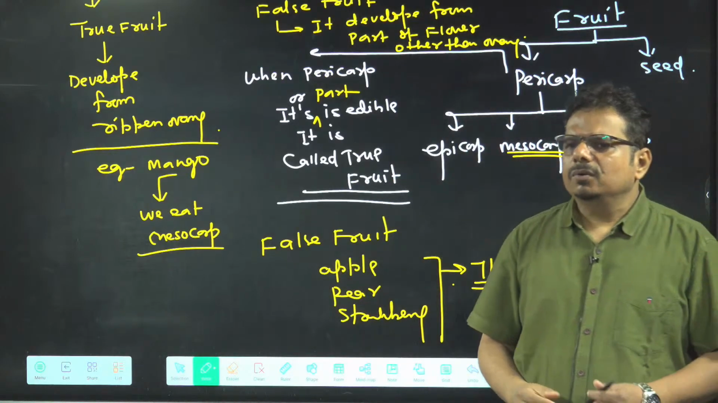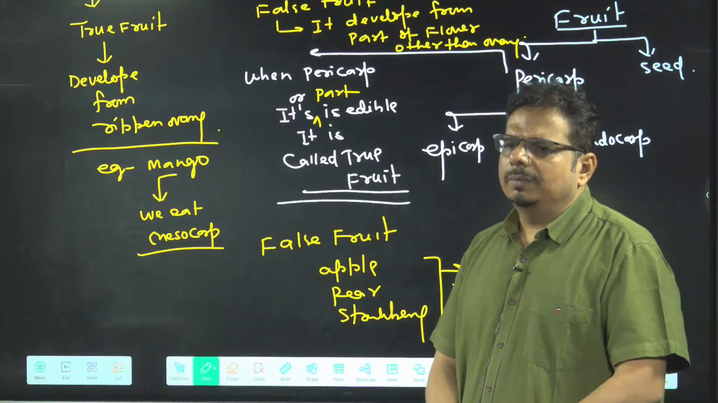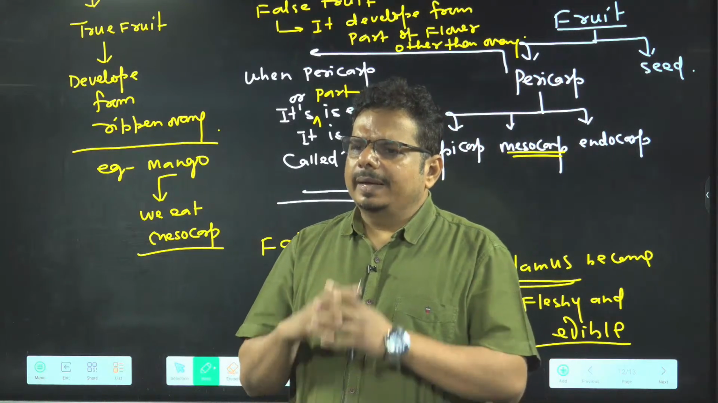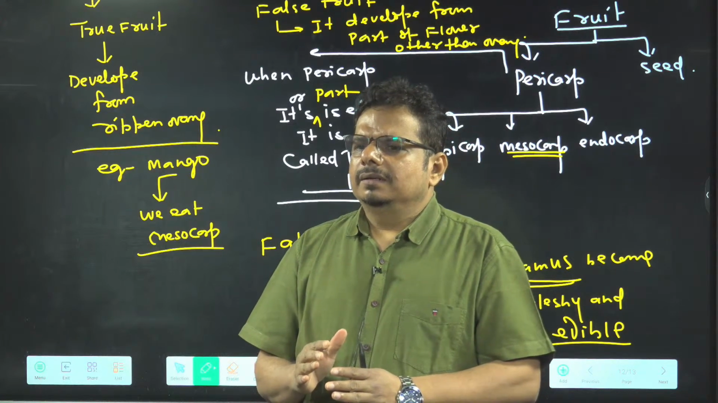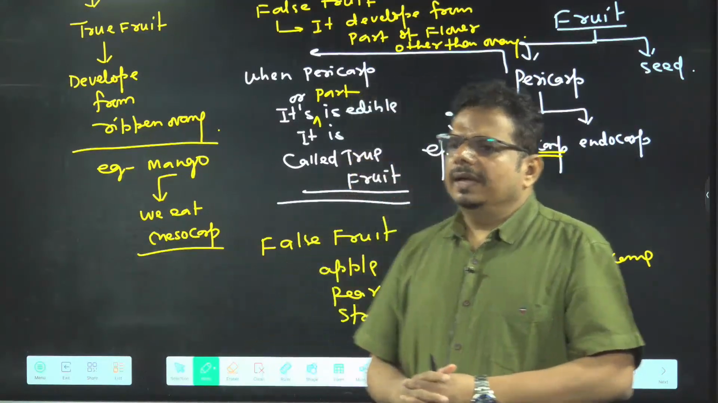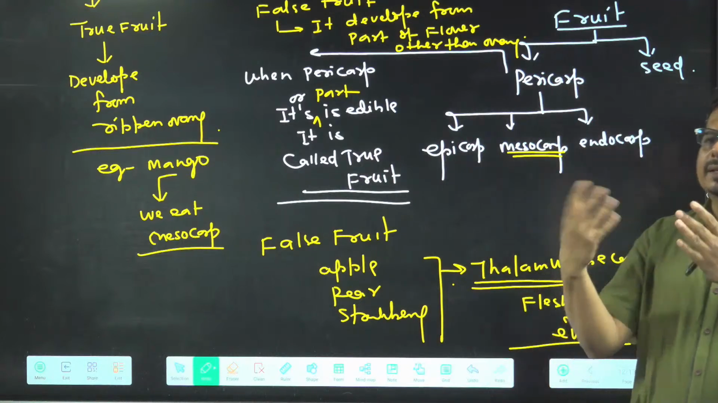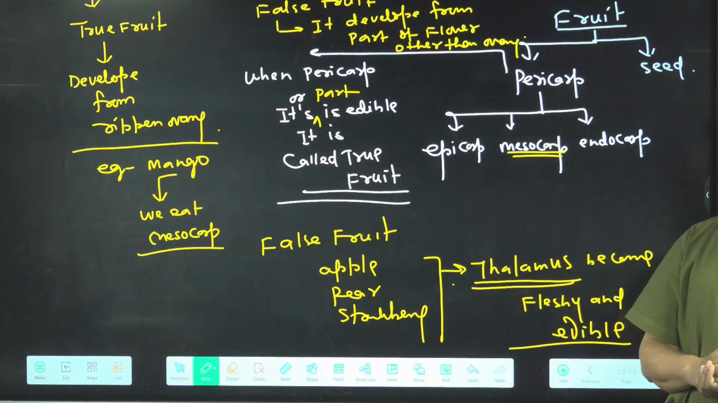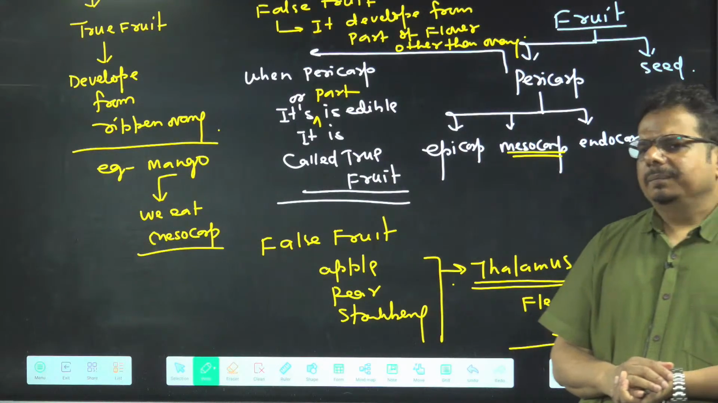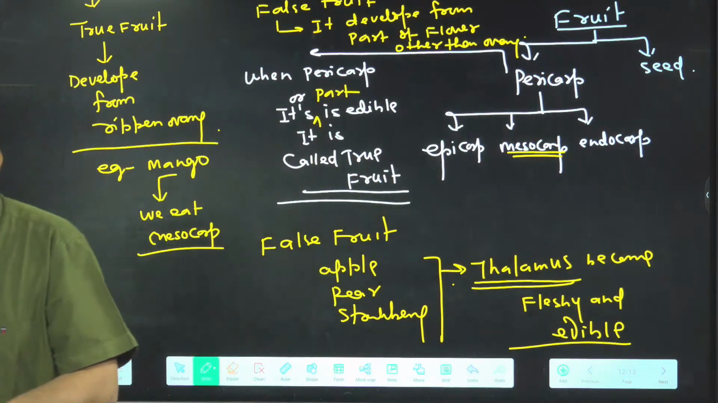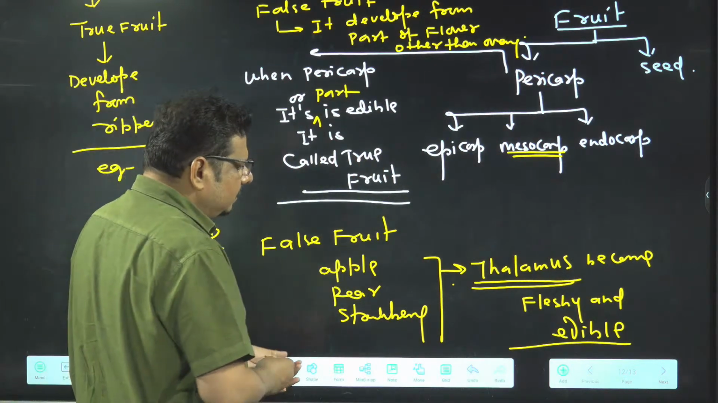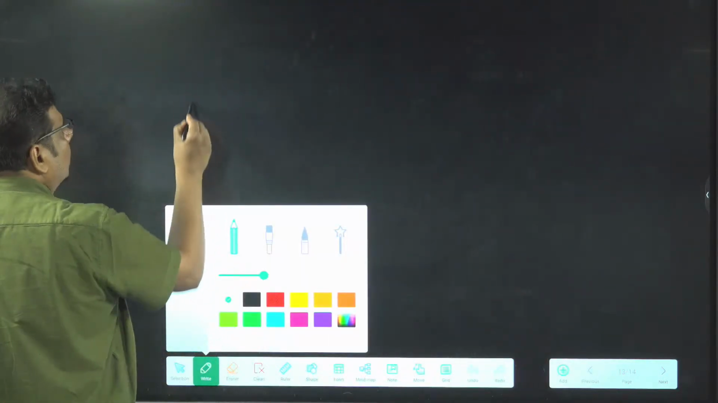So what I told about true and false fruit: when fruit develops from the ripened ovary, that is the pericarp, it is called true fruit. And when fruit develops from any part other than the ripened ovary, it is called which fruit? False fruit. Like in apple, pear, we are eating what basically? Fleshy thalamus. So we are eating which part? False fruit. Done, over.